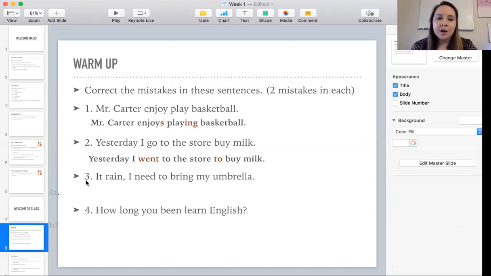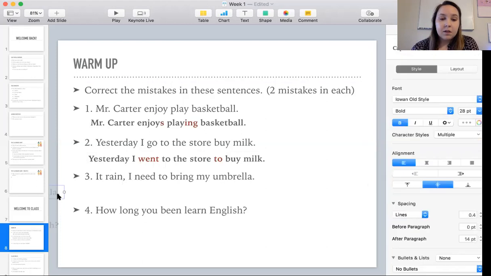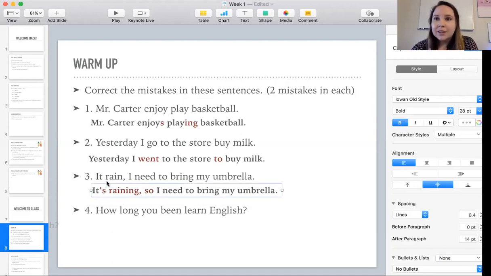Now let's take a look at number 3. Number 3 was a little bit harder, and there were a couple ways you could correct it. So if yours is not exactly like mine, that doesn't necessarily mean it's wrong. So number 3 says, "It rain, I need to bring my umbrella." So let's take a look at my correction. The first thing I did, "it rain" is not correct. So if we're talking about right now, we would say it's raining or it is raining. So when we're talking about the weather, we would say it is raining.